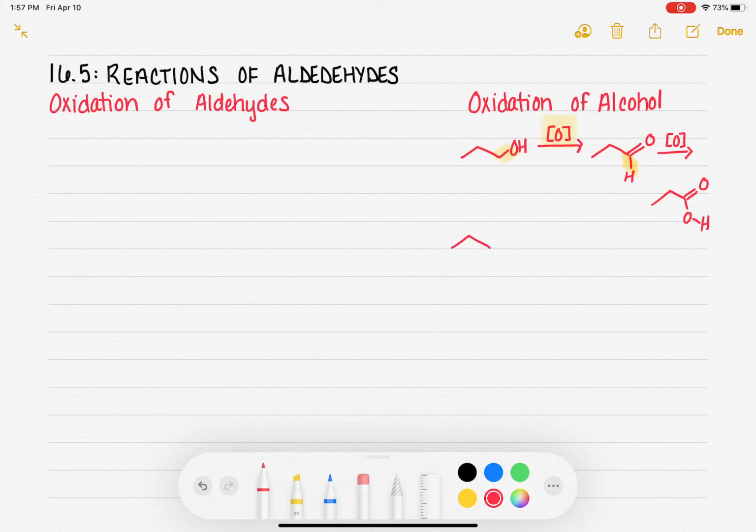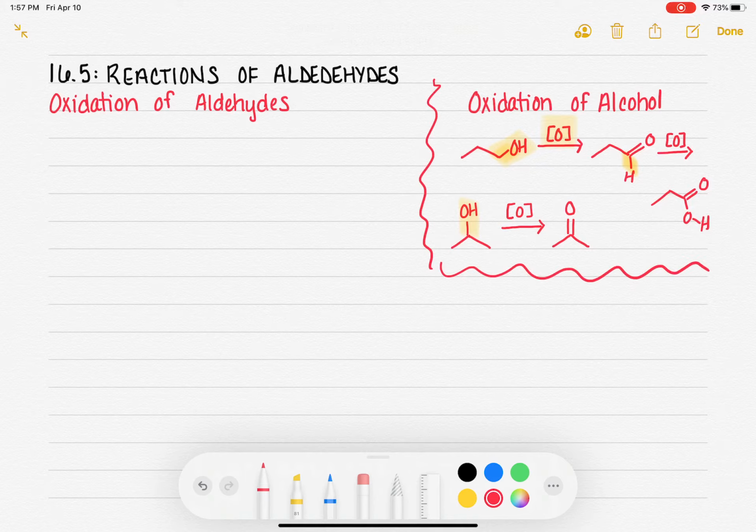And another one that we looked at used a different type of alcohol. So this is an alcohol that has the OH group somewhere in the middle of the carbon chain as opposed to at the end of the carbon chain. Again, we just use O in square brackets to indicate that an oxidation reaction is occurring. And in this reaction, we're going to convert a carbon-oxygen single bond to a carbon-oxygen double bond, just like that. So this is stuff that we have already done, just as a refresher.